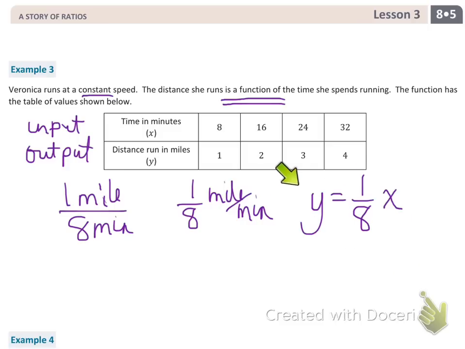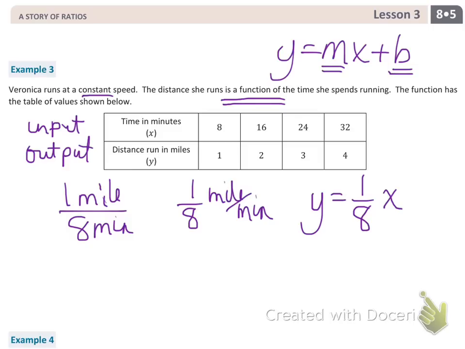When we did this in class, a lot of people weren't sure if this should be 8 or 1/8. So it's always good to double check with your table of values when you're writing a function like this. And again, this is y equals mx plus b. Of course, b is 0.